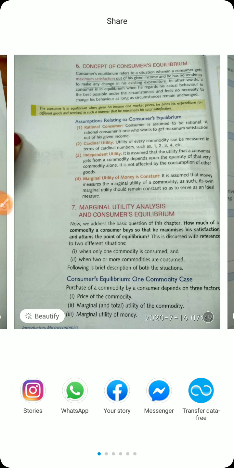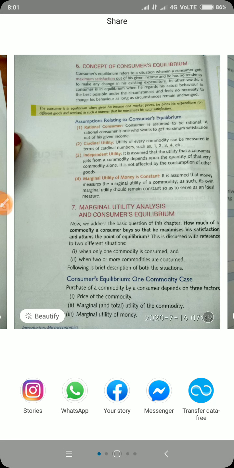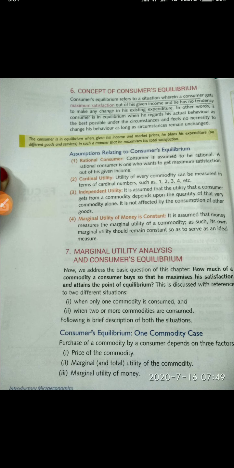So over here, we are talking about when only one commodity is consumed. Purchase of the commodity by a consumer depends upon three factors. What are the three factors which affect the purchase of the commodity? First one, price of the commodity, then marginal and the total utility of the commodity, then marginal utility of money. So three basic factors depend upon the purchase of the commodity by the consumer. First is price, then satisfaction, then how much money the customer is willing to spend on the purchase of a good.